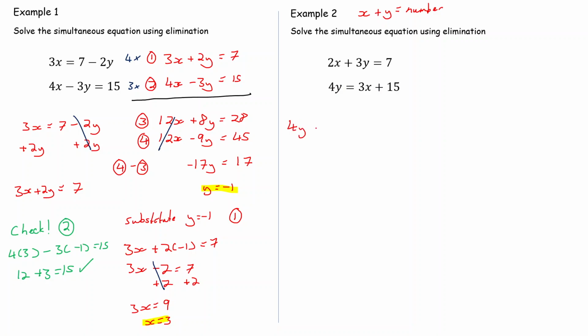So 4y is equal to 3x, add 15. How do I get the 3x onto the left-hand side of the equation? Well, I can take away 3x from both sides to get it onto the left-hand side over here, because then what happens with these guys, they cancel because they're opposite. Balance method. Right, I'm going to write this. This is 4y take away 3x.